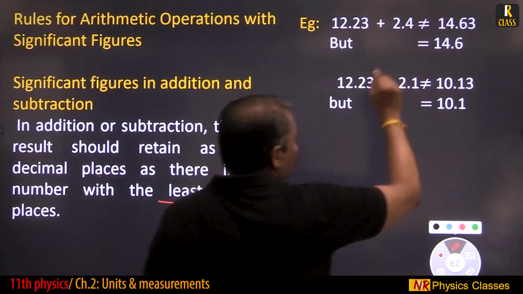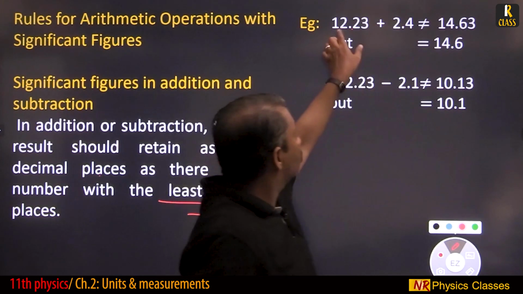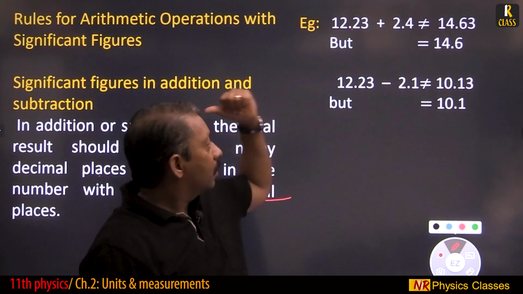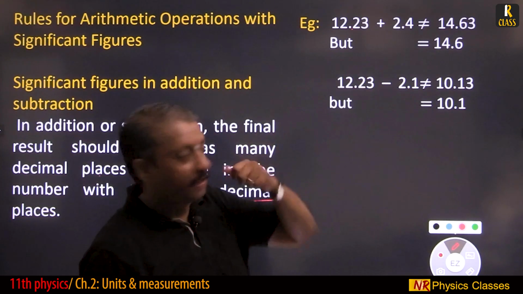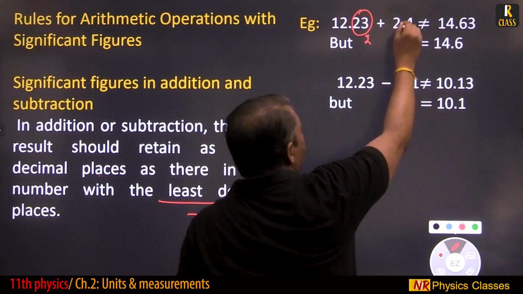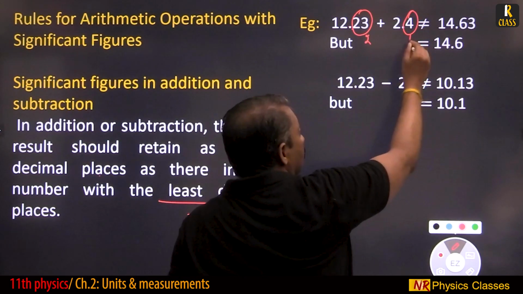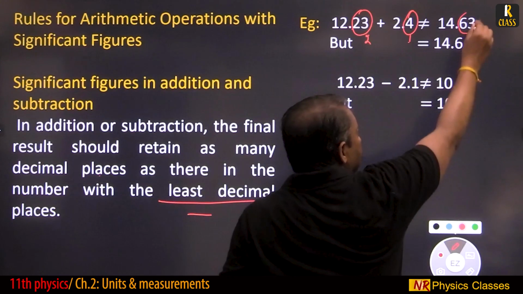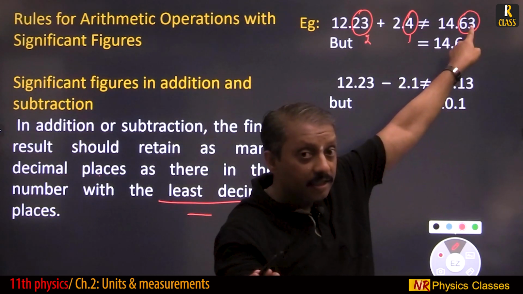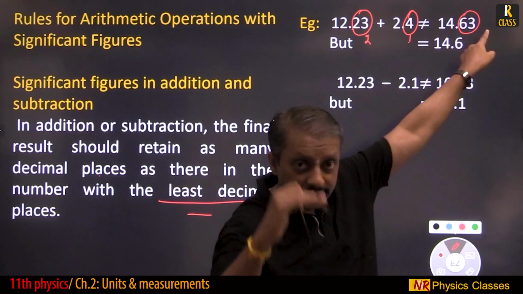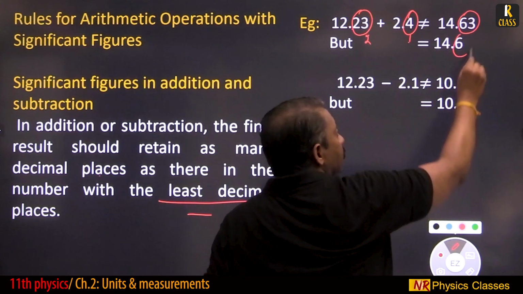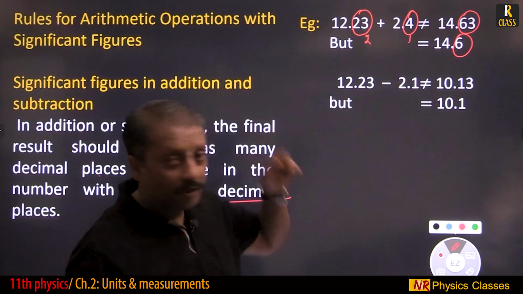12.23 plus 2.4. We have to add these two. Answer is 14.63. But when we use the rules of significant figures, after the decimal point there are 2 digits here, and after the decimal there is only 1 digit there. Least is 1. So this should contain only 1. Means we should neglect 3. How to neglect 3? 3 is less than 5. Less than 5 means just drop it. Make it 14.6. See, there is only 1 digit after the decimal point. That's how we should do.